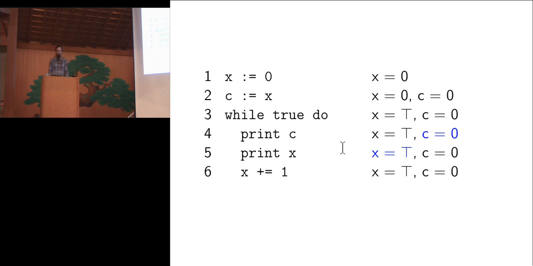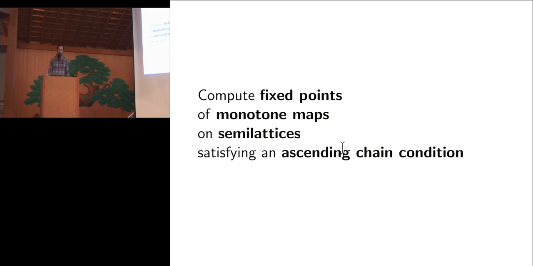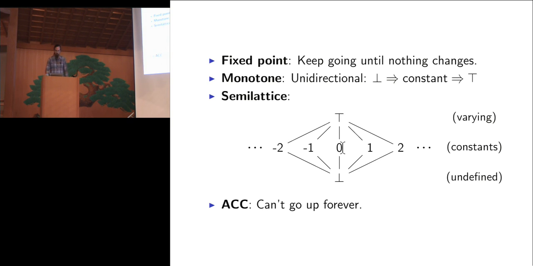OK, so this is an example of a very general and powerful technique, which is computing fixed points of monotone maps on semilattices which satisfy an ascending chain condition. That's a whole lot of jargon. Let's see what each of those mean by relating it to what we just did. Fixed point. What that means here is we kept going until nothing was changing anymore.